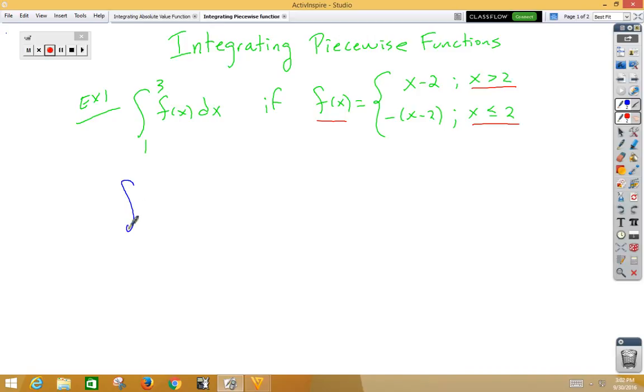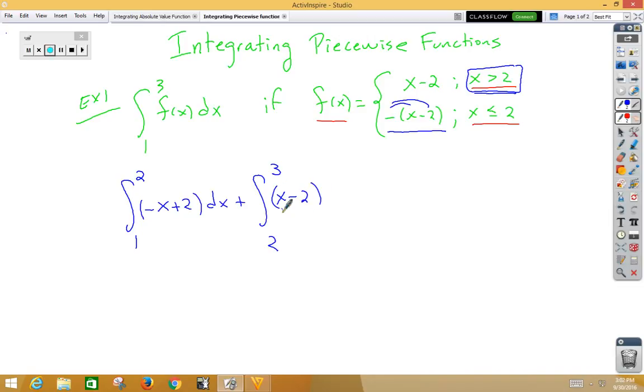We're going to have one piece that starts at 1 and stops at 2 because, again, our breaking point is at 2. From 1 to 2, we're looking at that part which is less than 2, which would be our bottom function. I'm going to go ahead and distribute that negative and call it negative x plus 2 dx. Our second function is then from 2 to 3 of the function that is greater than 2, which is x minus 2 dx. Now all we do is integrate separately.